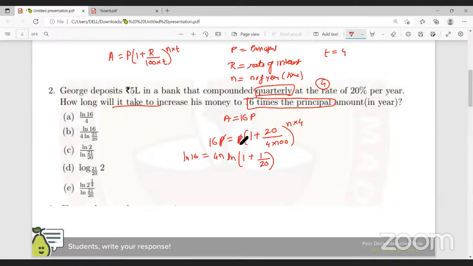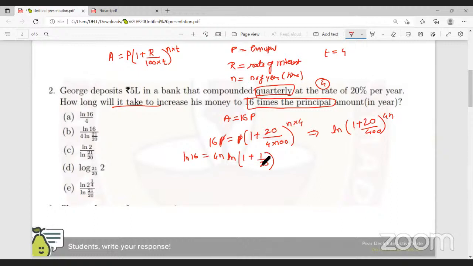We have cancelled out P and then we have taken the log on both the sides. So log of 16 into log of this. But by the property of log, the power we can move down, that is 4n log of 1 plus in this bracket. So log of 1 plus 20 upon 400 into 4n, right? By this property, we can bring 4n down and ln into bracket 1 plus 1 by 20.